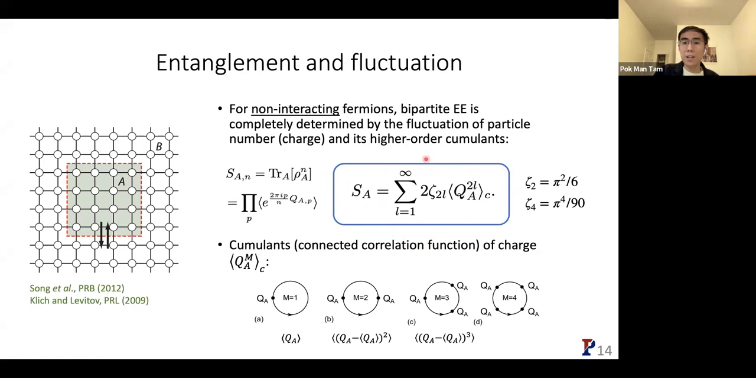So formally, you have a relation between the entanglement entropy and the even order cumulants with these coefficients, which are the Riemann zeta functions. So I just give out a few examples of them. With this relation, we can just calculate the cumulants for the charge fluctuation and use it to calculate the entanglement entropy and calculate the multipartite mutual information. So this brings me to talk about the calculation of the charge fluctuation, the cumulants of charge fluctuation.